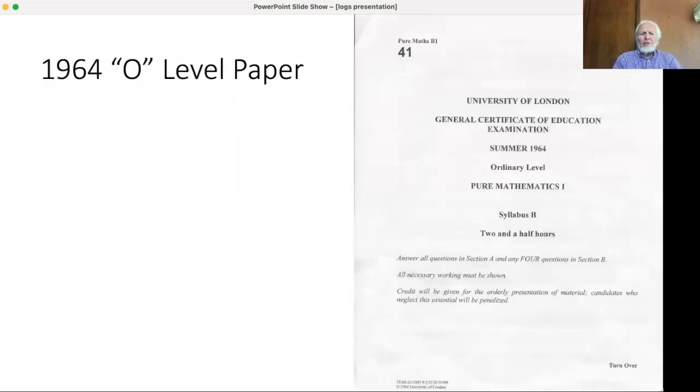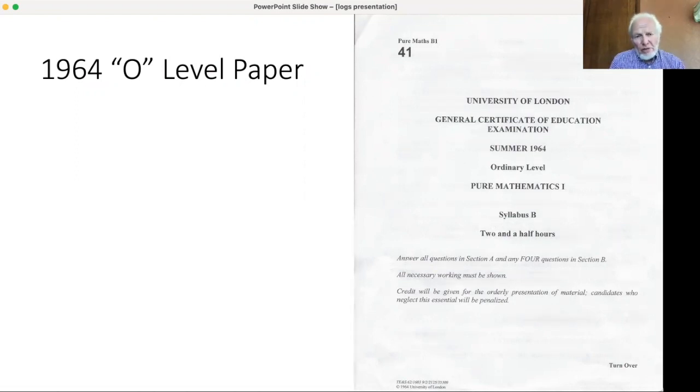Okay, so now let's look at some real examples. So I've taken examples from this particular paper, an O-level paper in 1964, which is actually a year after I took my O-level. Nowadays, we fret ourselves and worry ourselves about what the purpose of a mathematical education is and what we should teach and so on.